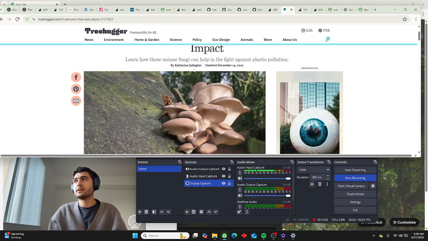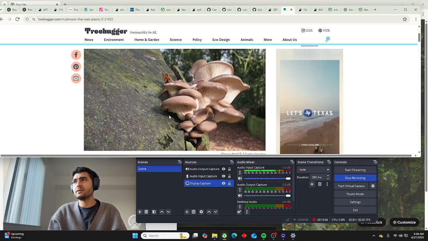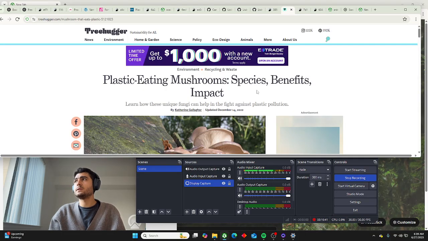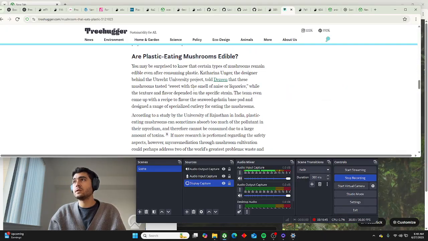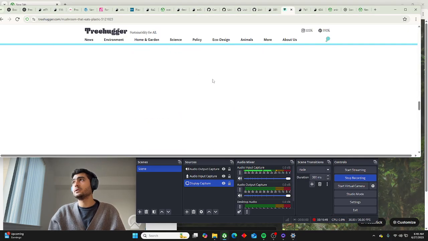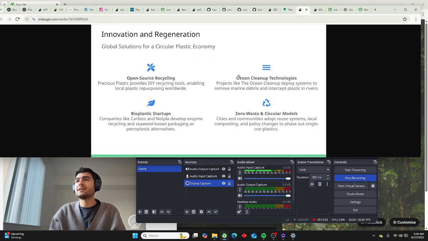And I'm not sure if this is how it looks, but there is research about this species' benefits and impact. I was just looking into it. If you would like, go ahead and check the research. But this is real. I mean, there are some fungi that can eat plastics, and that's cool.